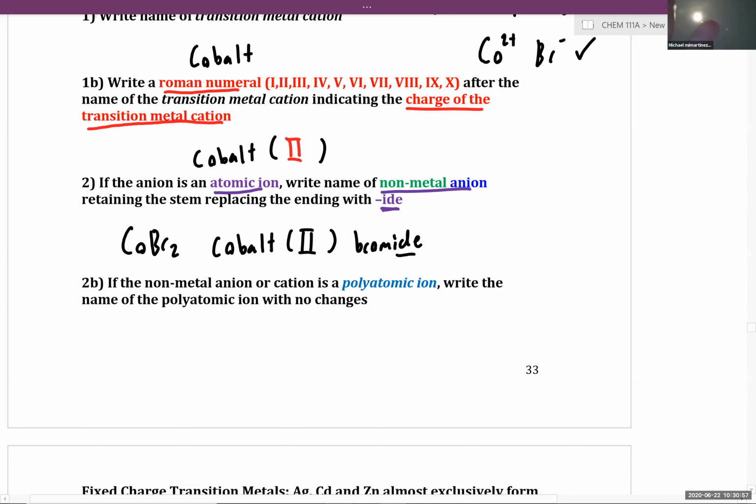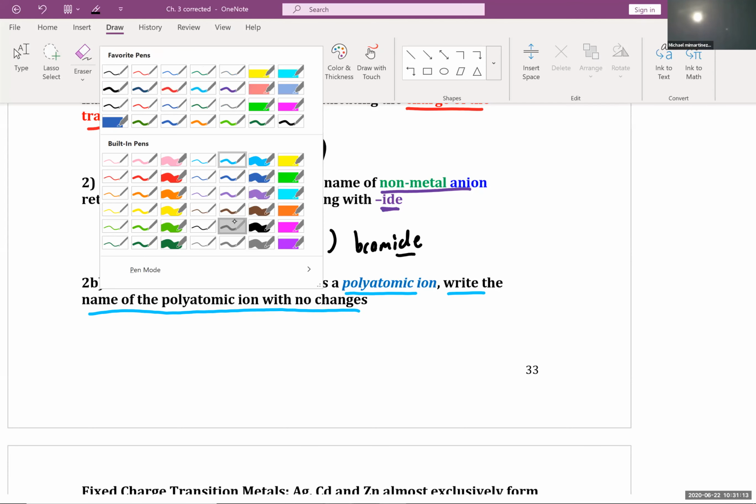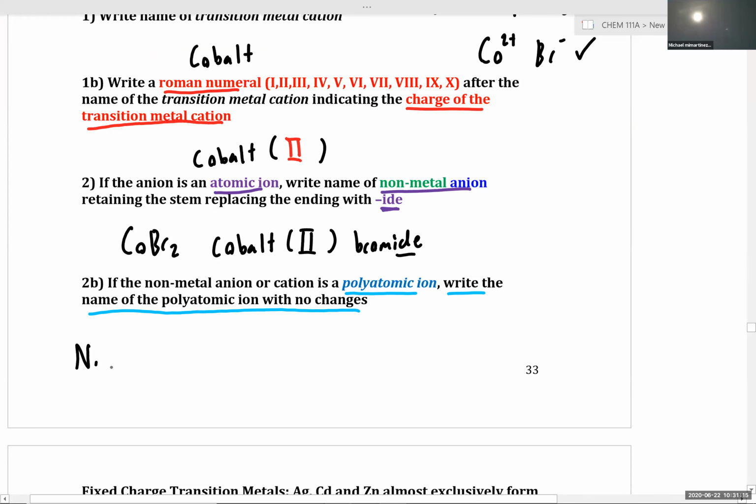Now, suppose that you have a polyatomic ion at play. Then when you're writing the name of your polyatomic ion, you write the name of the polyatomic ion with no changes. So let's look at an example of that. In the following compound, first and foremost, I'm going to write the name of my metal, which is nickel. Next, I'm going to reverse cross my charges to get nickel 3+ and NO3-.